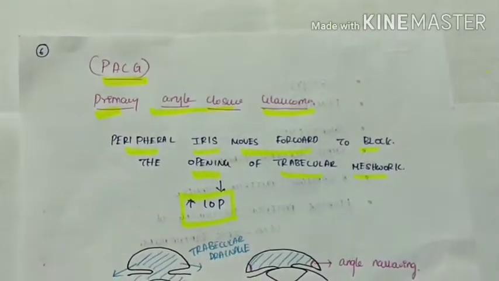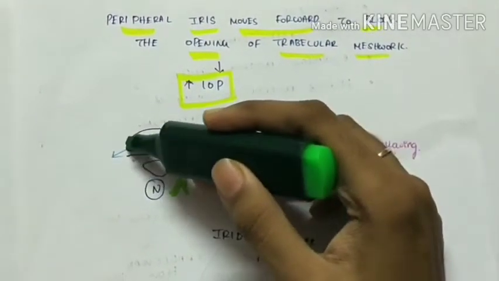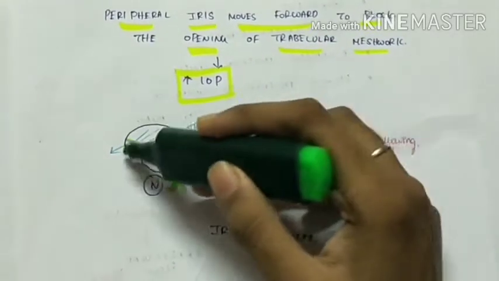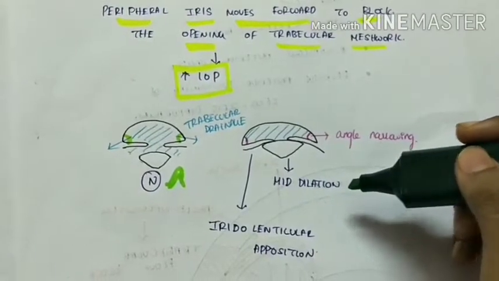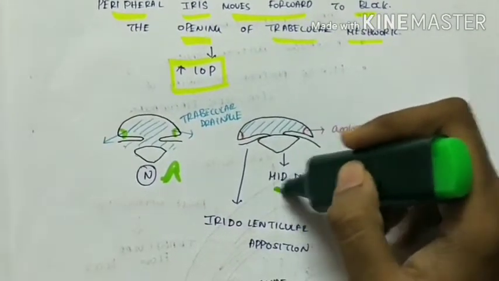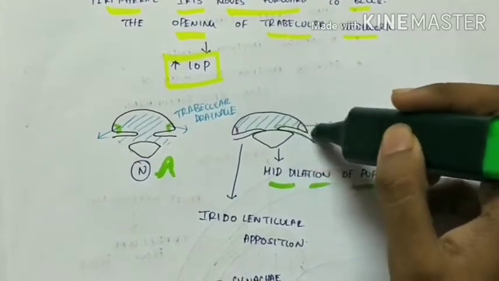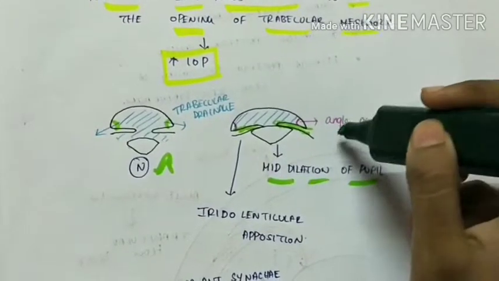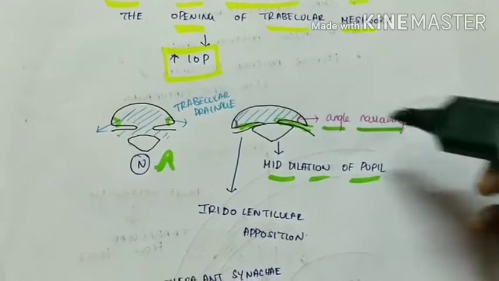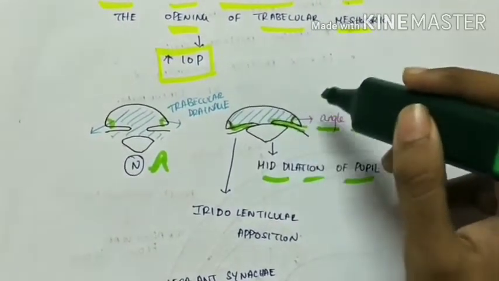So here what happens is, this is the normal eye, lens, and this is the angle through which the aqueous humor drains out. This is the aqueous humor. In case of primary angle closure glaucoma, during mid dilation of the pupil, the lens comes in contact with the iris. The iris comes in contact with the lens, due to which there is angle narrowing. This angle becomes narrowed. That is why this is called primary angle closure glaucoma.